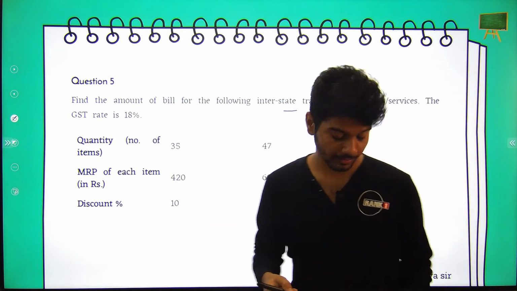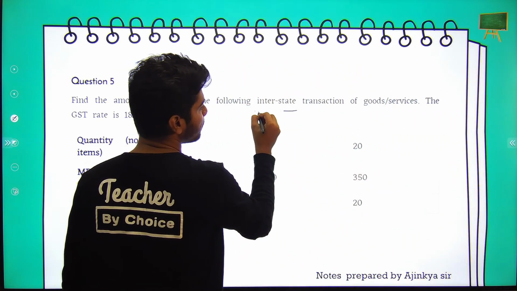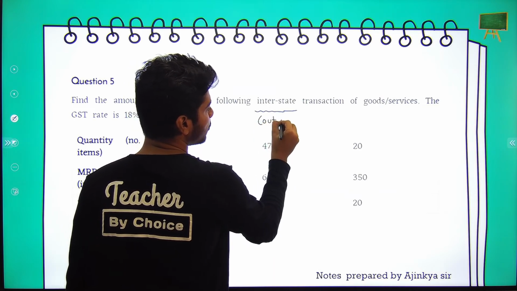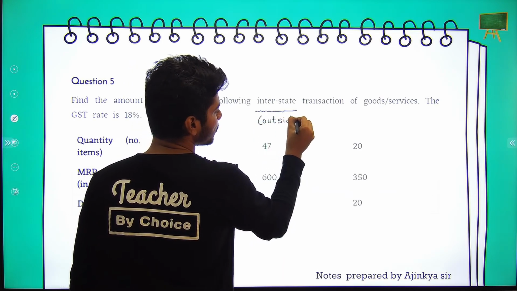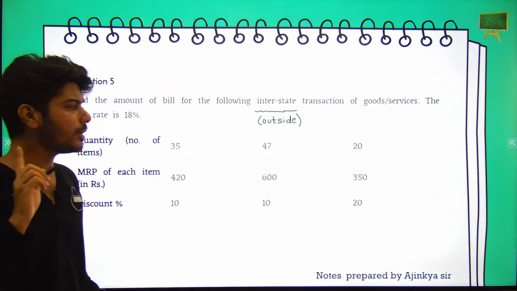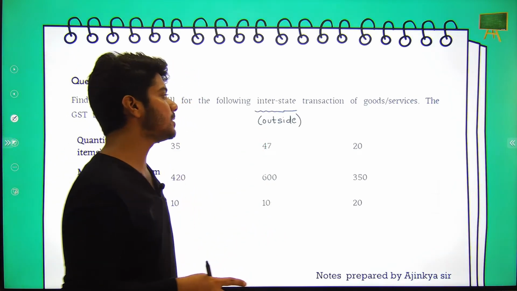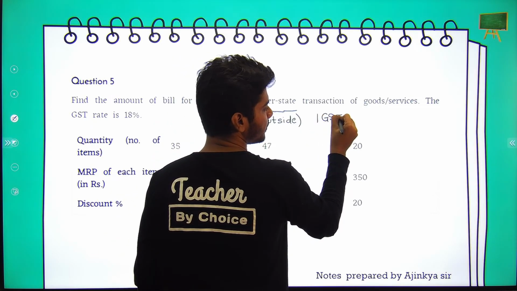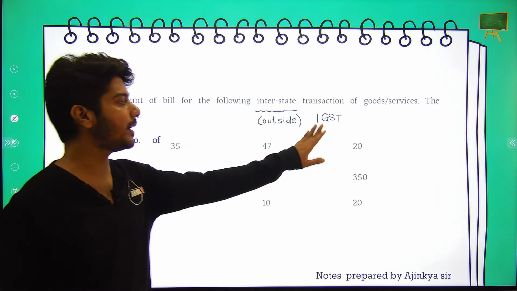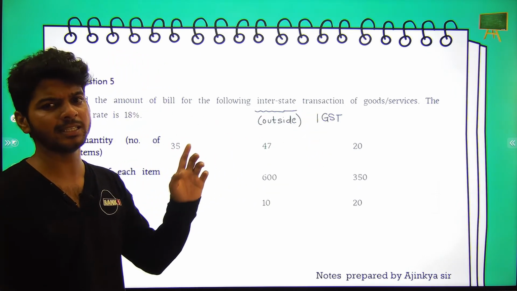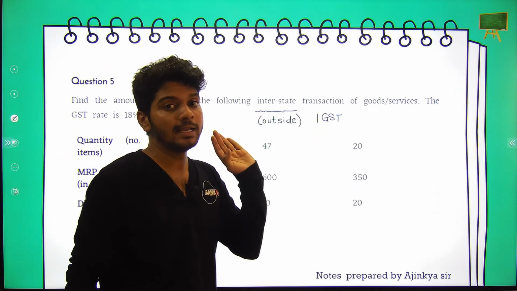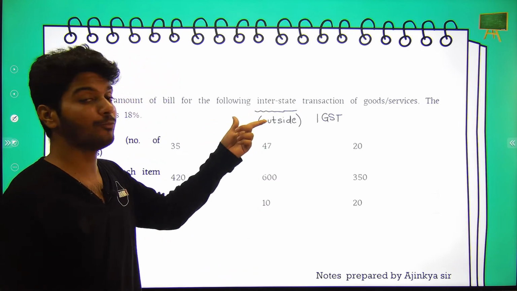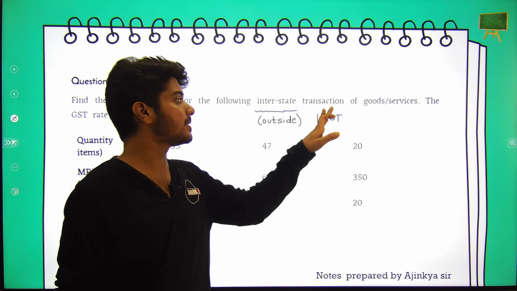Now find the amount of the bill for the following interstate. See, here the word is interstate, a very important part. The trade is happening outside the state. So one important thing should strike your mind, which is called IGST. At the back of your mind you should know I am going to calculate IGST in this case. CGST and SGST are not at all required, because they have mentioned an interstate transaction.